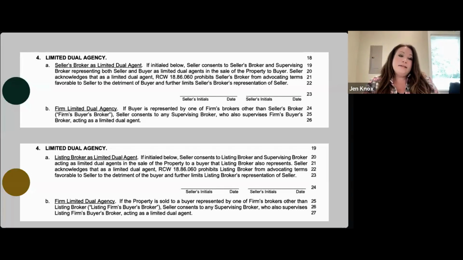The listing agreement down below with the gold is the same way. If you have a listing agreement in writing with you and that client, and you have a buyer representation, then you would potentially be that dual agent. However, everybody needs to still consent, whether they are published or not.